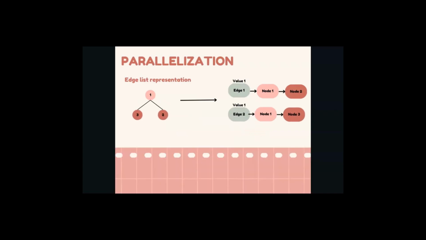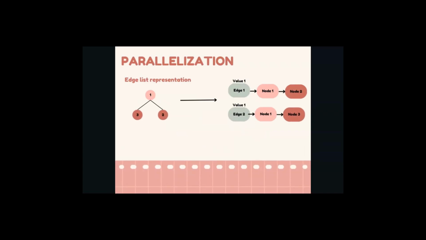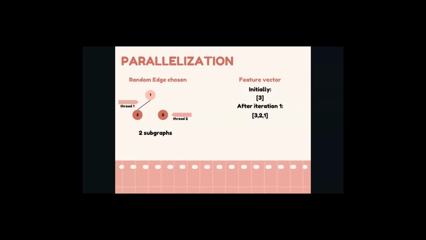In order to parallelize it, we first chose an edgeless representation, and then we took some random edges out in order to create some subgraphs. Each subgraph was fed into a thread.